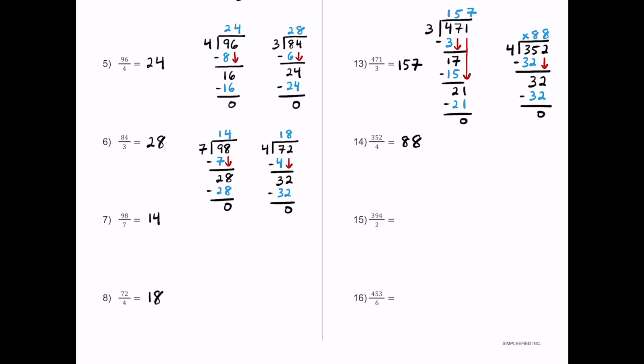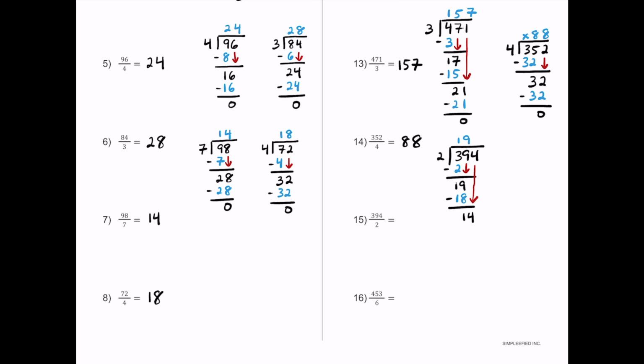For number 15, we have 394, and we're going to divide that by 2, or cut it in half. So 2 fits into 3 one time. 1 times 2 is 2. If we go ahead and do that, we see we were off by 1. Let's bring down the 9 and repeat the process here. So 2 times 9 equals 18. That's going to be as close as we can get to 19. We are off by 1. And let's bring down this 4 and repeat this process again.